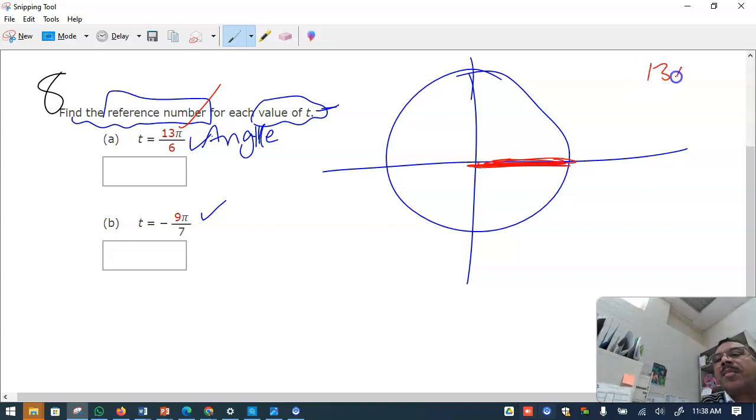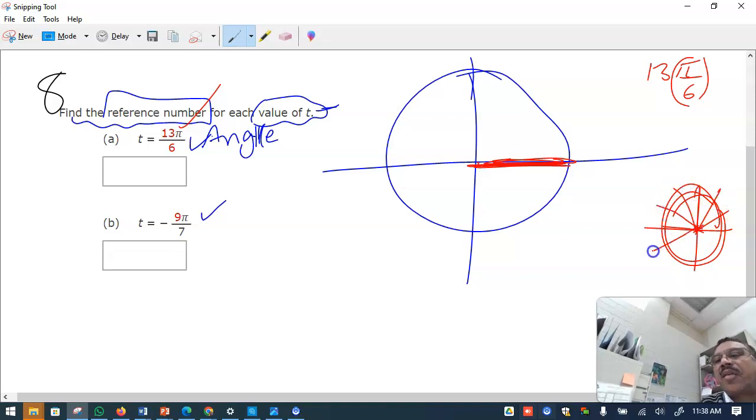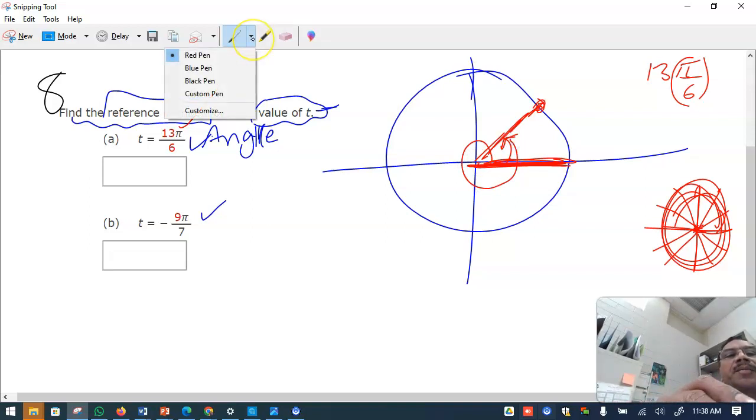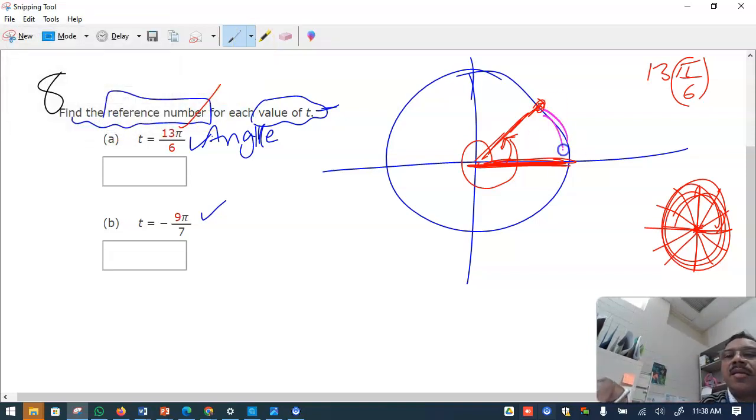So 13 pi by 6, we do know the whole way around is 12 pi by 6, because we can split this into 1, 2, 3, 4, 5, 6, 7, 8, 9, 10, 11, and 12. So all around is 12 pi by 6, and here there's one additional, so from 12 to 13 is 1. But the reference number is the arc length.